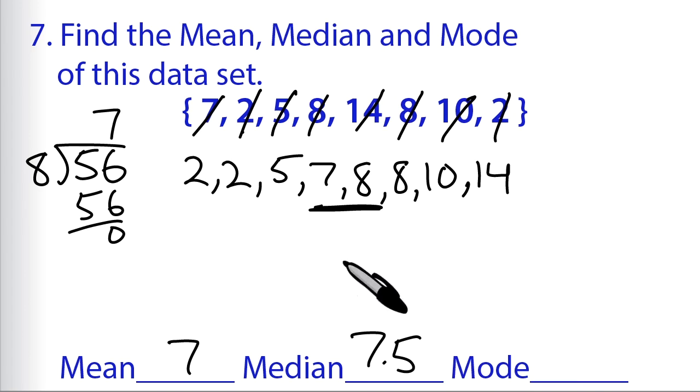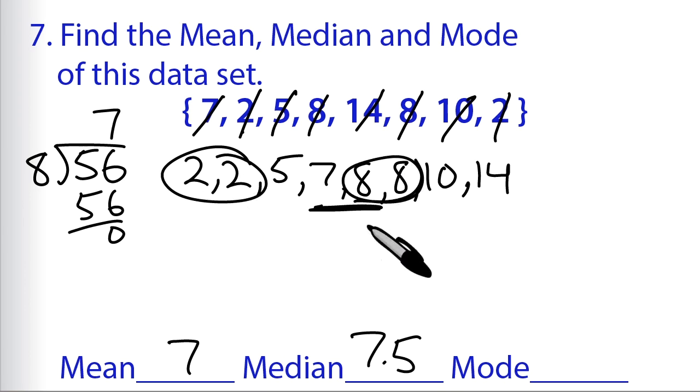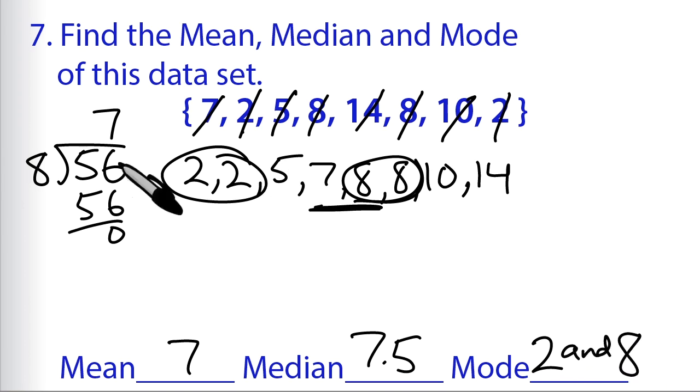And now we need to find the mode of this data set. So we need to find any numbers that are repeated and find out which number is repeated most often. And it's easier when they're in order because repeated numbers are going to be right next to each other. Like we see that there's 2 2s and 2 8s. So these numbers tie for mode. So this data set has 2 modes, 2 and 8. So the mean of this data set is 7, the median is 7.5, and the mode is 2 and 8.